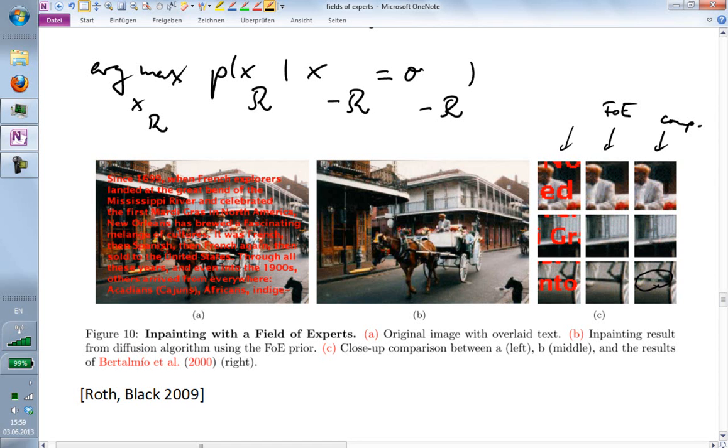And in general, fields of experts will also do badly in the reconstruction of textured regions. When you have a highly textured region and you want to fill it in, it will fill it in with something that's too smooth, because you have a model that encourages smoothness, or you have a prior that encourages smoothness.